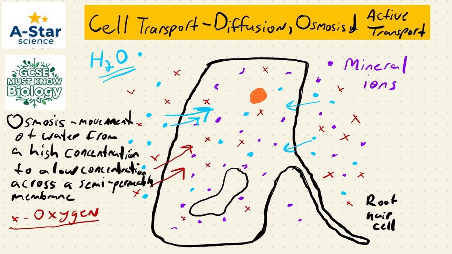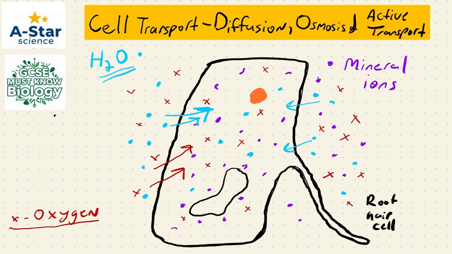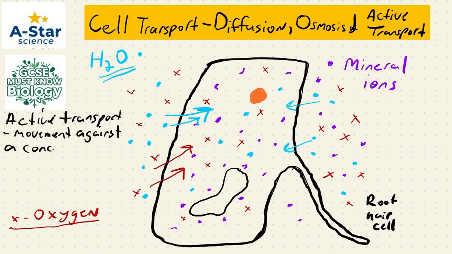Finally, let's look at active transport and how active transport is different than osmosis and diffusion. So active transport is very important both to plants and to animal species. Active transport is a type of transport in cells, which is movement against a concentration gradient.